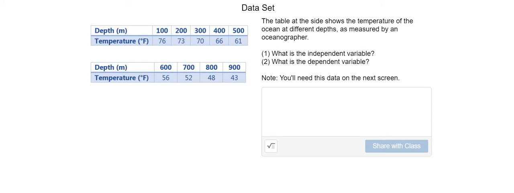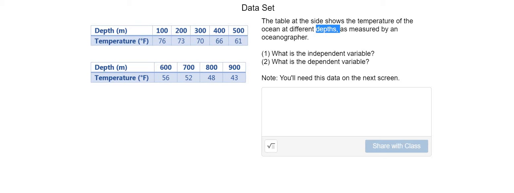Hi, in this video we're going to be looking at scatter plots. Scatter plots are used when you're comparing two different types of data. In this case, we've got a table here that's comparing the temperature of water at different depths.